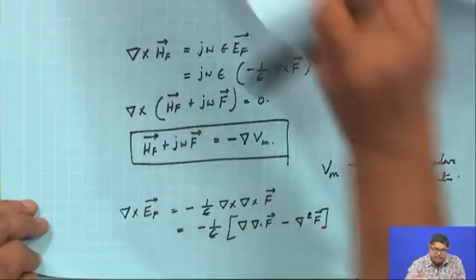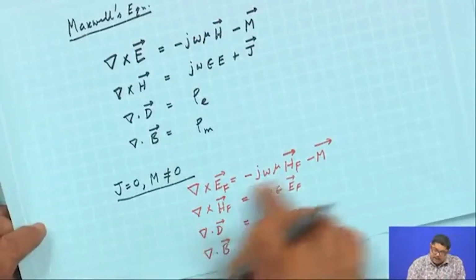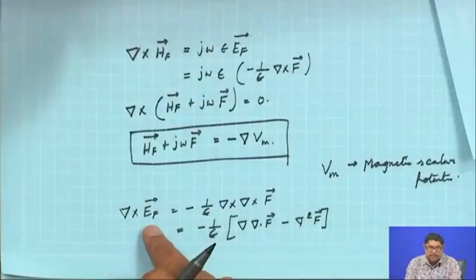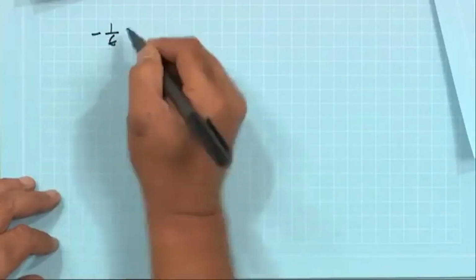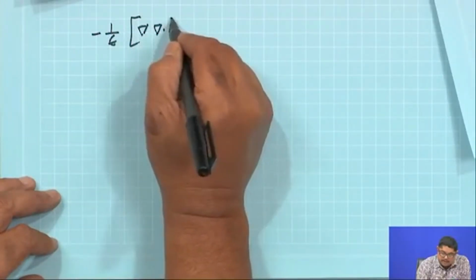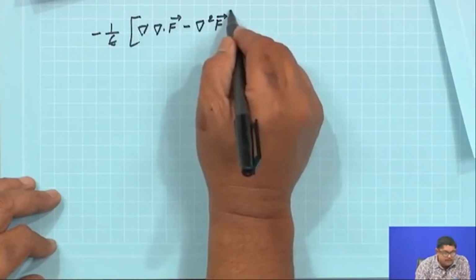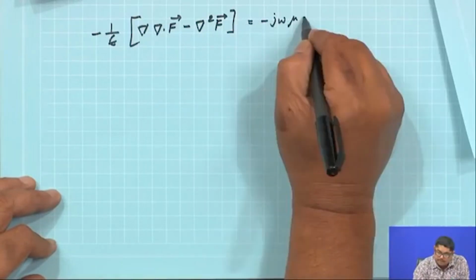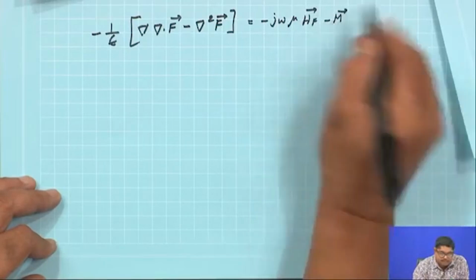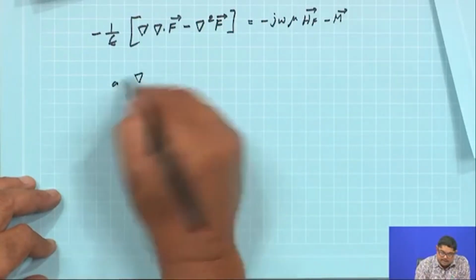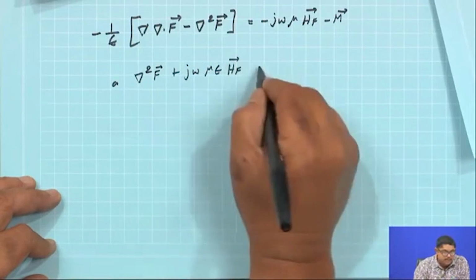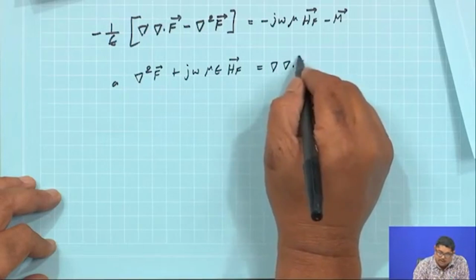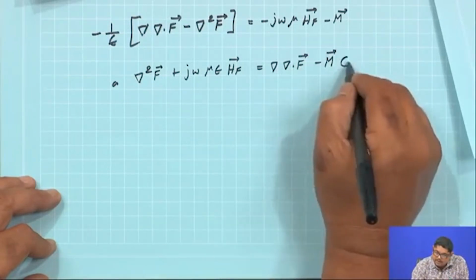Also, from Maxwell's first curl equation, I have another value for this del cross EF, the curl of EF. So, I can equate these two, and that gives me minus 1 by epsilon del cross F minus del square F is equal to minus j omega mu H f minus m, or from here I can write del square F plus j omega mu epsilon H f is equal to del dot F minus m into epsilon.